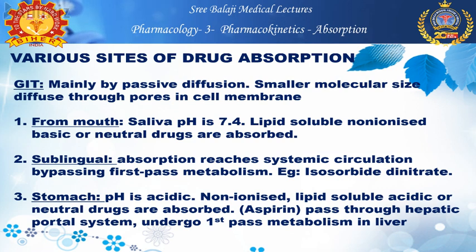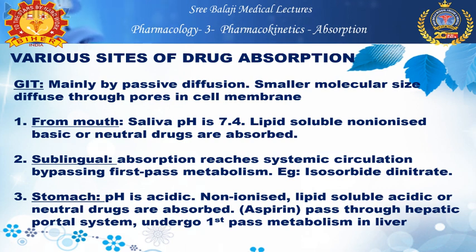In sublingual absorption, the drug reaches the systemic circulation bypassing first pass metabolism. It will be directly absorbed into the sublingual veins. An example of a drug given by the sublingual route is isosorbide dinitrate.